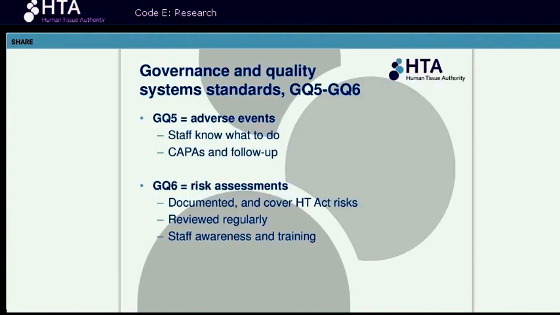GQ6 is about risk assessments, and so there are specific standards under GQ6 which cover the need for risk assessments to be documented and to cover the sort of Human Tissue Act risks rather than just health and safety ones. There is a standard about the risk assessments being reviewed regularly and also staff awareness and training. The guidance notes to GQ6 cover what the risk assessment should cover, what risks should be assessed, and also some general good practice about when they should be reviewed, etc.